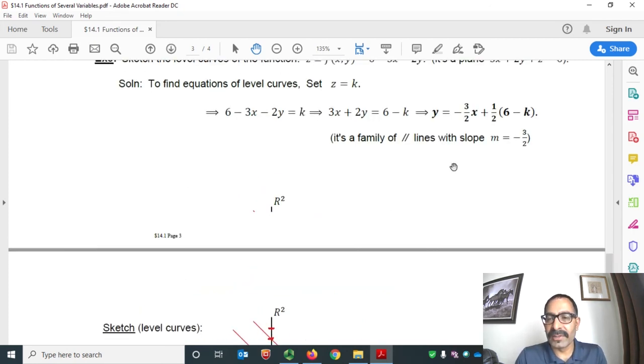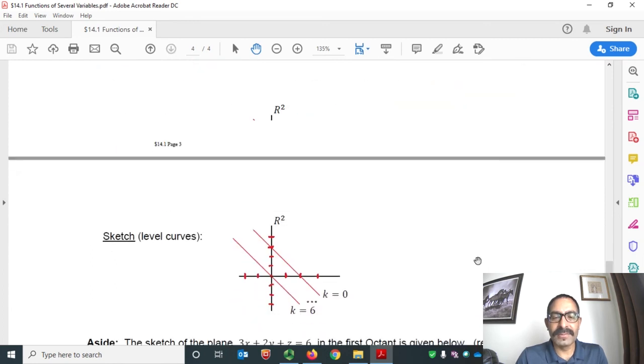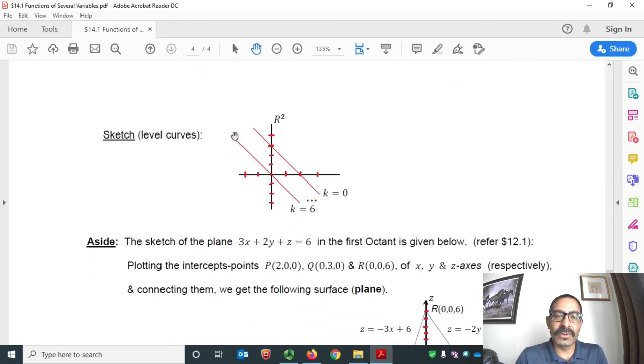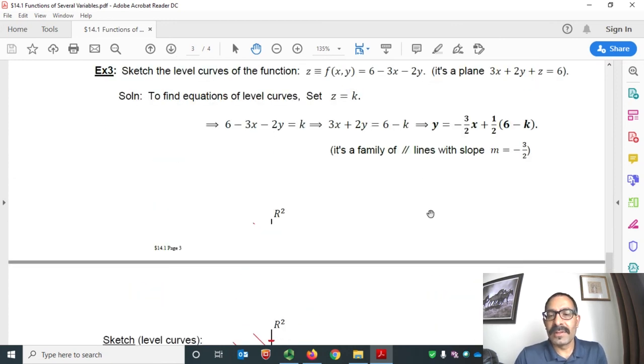And if you take k equals 6, then this part is 0, so there is no y-intercept here. When x is 0, it passes through the origin. So I have a bunch of lines stacking there. All lines have the slope which is minus 3/2. Awesome. I hope it makes sense to you all.